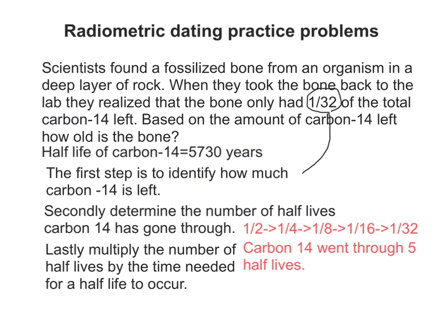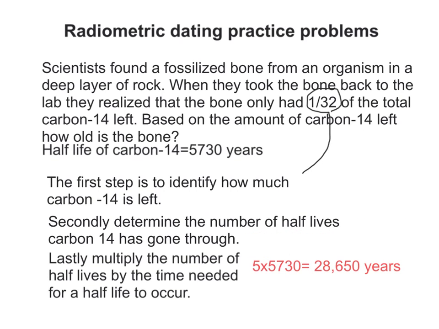Lastly, you multiply the number of half-lives by the time needed for the half-life to occur. And since the carbon-14 has gone through 5 half-lives, you multiply 5 times 5,730, and you get 28,650 years. And thus you conclude that the bone is 28,650 years old.